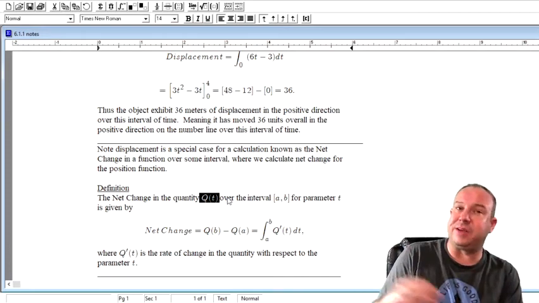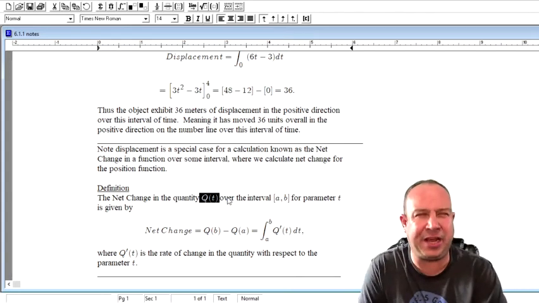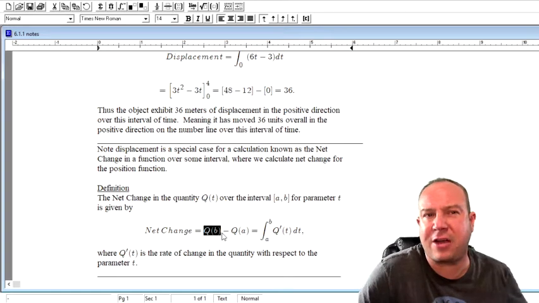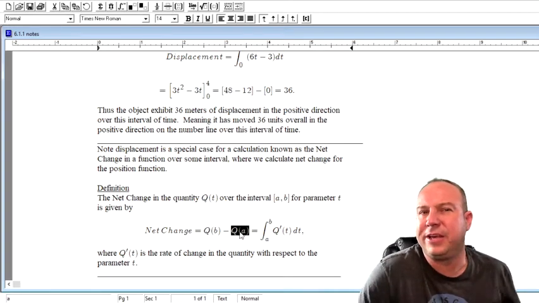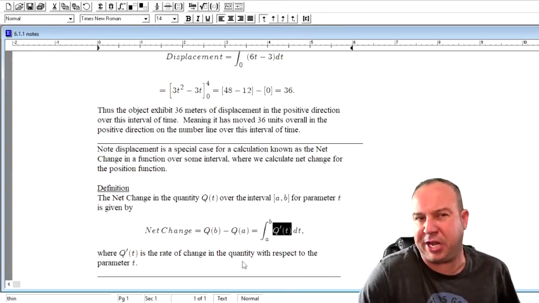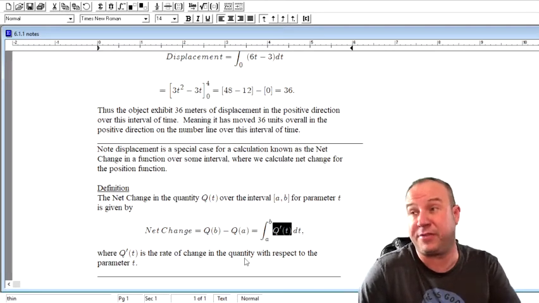We can calculate something similar to displacement, and it's what's known more generally as net change, right? Where that net change is the change in that quantity, Q of b minus Q of a in value, or can be found by integrating the rate of change in that quantity with respect to the parameter, the instantaneous rate of change given by Q prime of t.